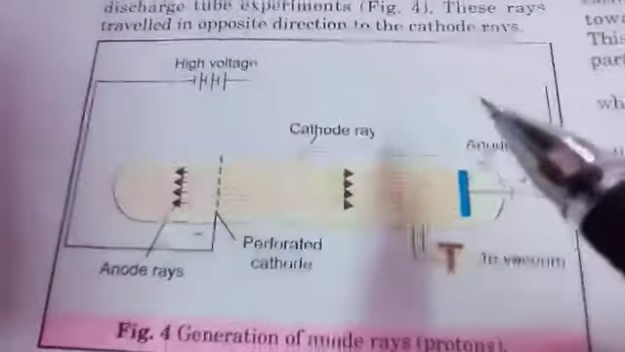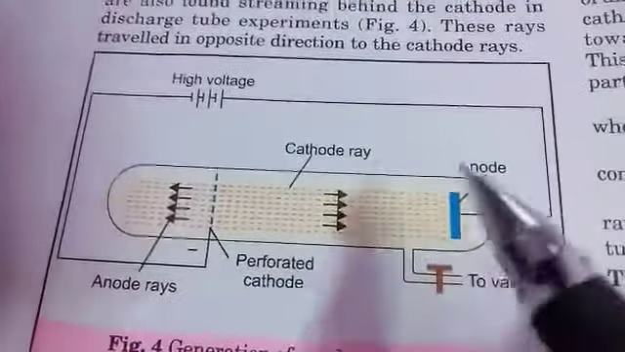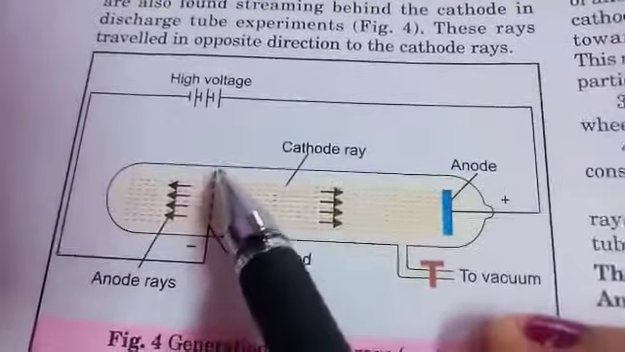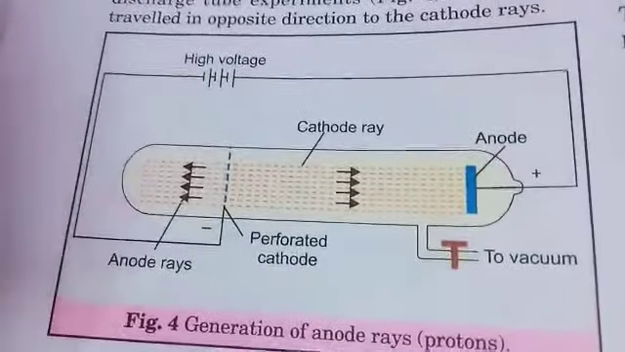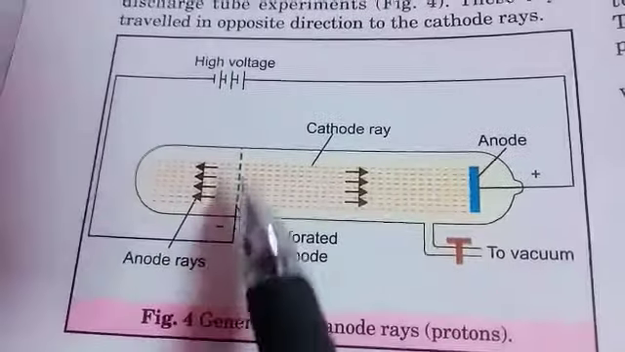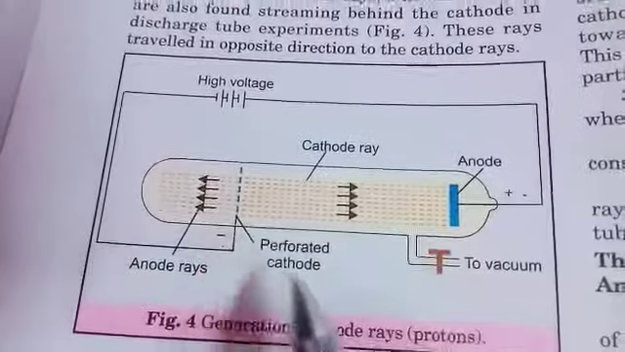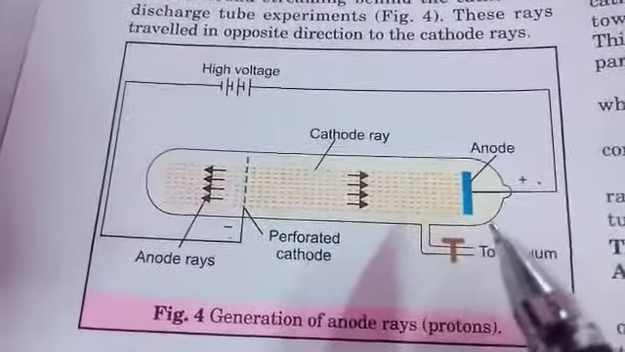Now just see, this is your anode rays experiment. In this setup, on one side is the anode and on the other side is the cathode, but this time the cathode is a perforated cathode. Perforated cathode means something like perforated paper in which holes are there. This side is the anode, positively charged, and this one is negatively charged. Now when you pass electricity of high voltage at very low pressure, what happened?